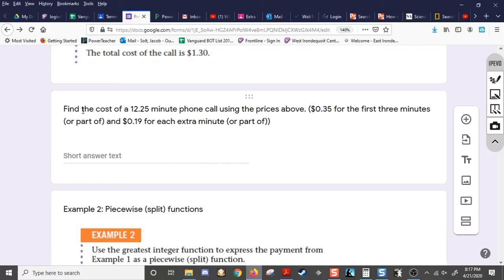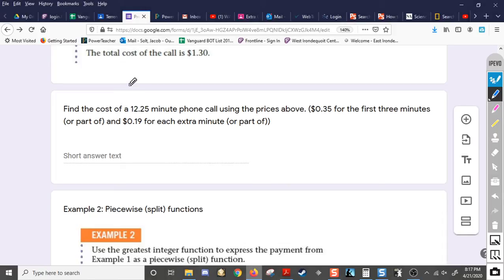All right. The cost of a 12.25-minute call. What's this 12.25? Well, that's 12 and a quarter. Sorry, I can't really do fractions that well on these Google Forms. So originally this problem looked like this, 12 and a quarter. I put in a decimal to make it easier. Using the same situation above, it's 35 cents for the first 3 minutes, and then 19 cents for every additional minute or part of.